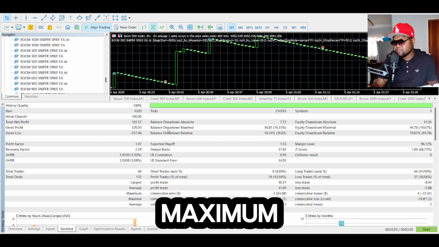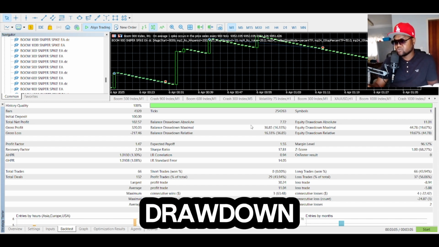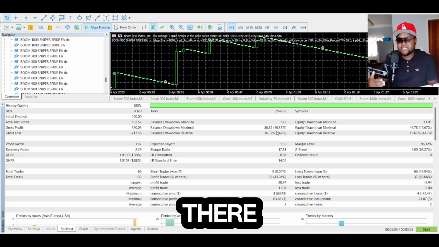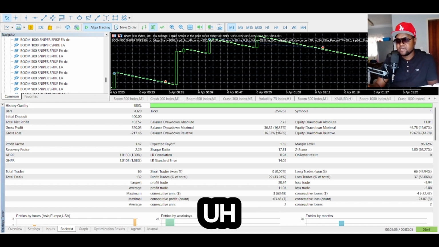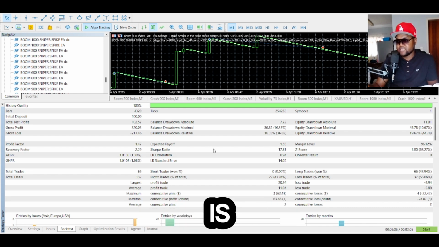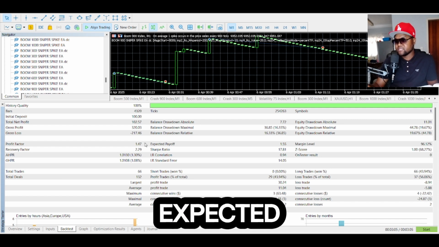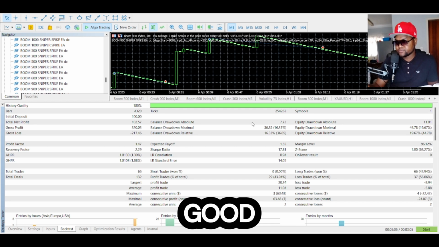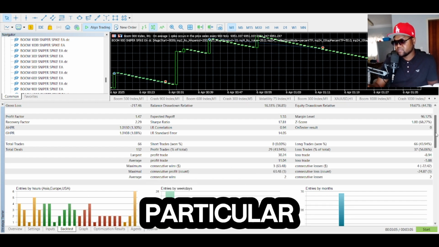Then the maximum balance drawdown was 16.33%, which is amazing. So with this EA, the chances of you blowing your account are minimal. You can't blow your account using this particular EA, which is very good. Then looking at the expected payoff, it's 1.55, which is also good. This EA also has a recovery factor of 2.29, which is also good. So these are some of the statistics for this particular EA.